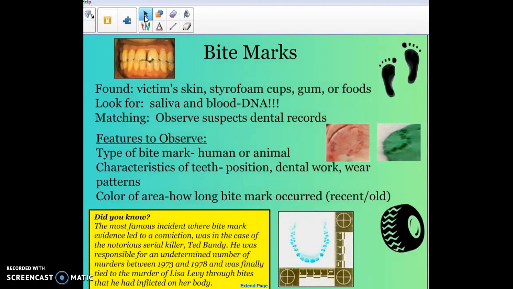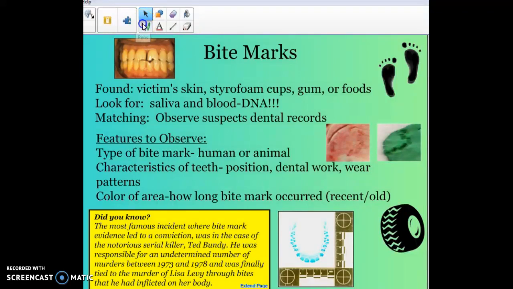In order to match a bite mark, if it's left on the victim, and say the victim is deceased and you can't ask him about it, they can take a look at the suspect's dental records, okay? Or if they have the suspect in custody, they can do a mold of the suspect's teeth, and they can compare the mold to the bite marks on the victim, and they can also observe the dental records and see if they're a match.